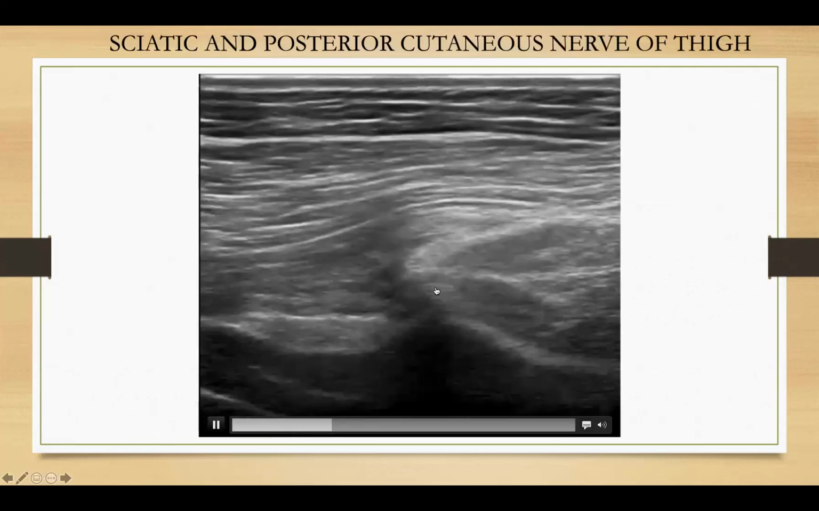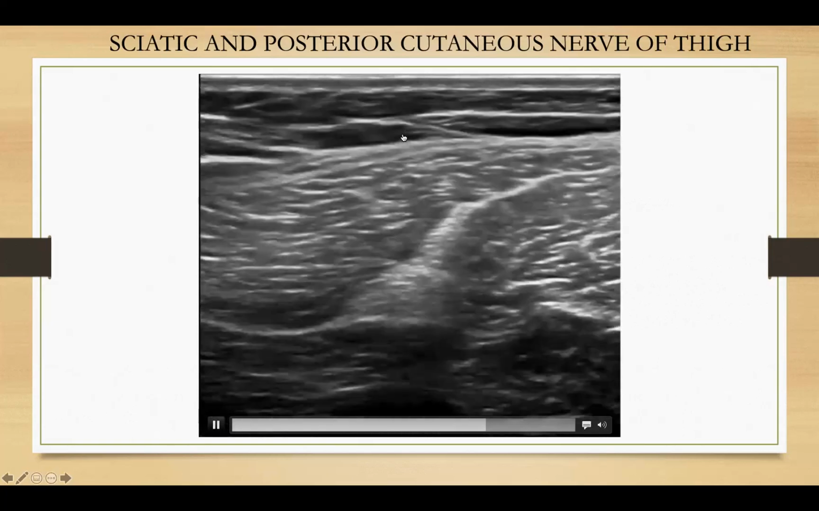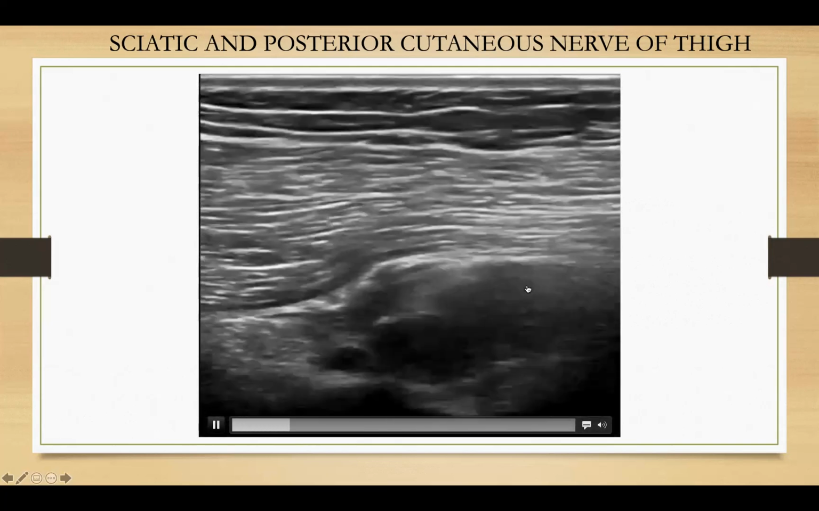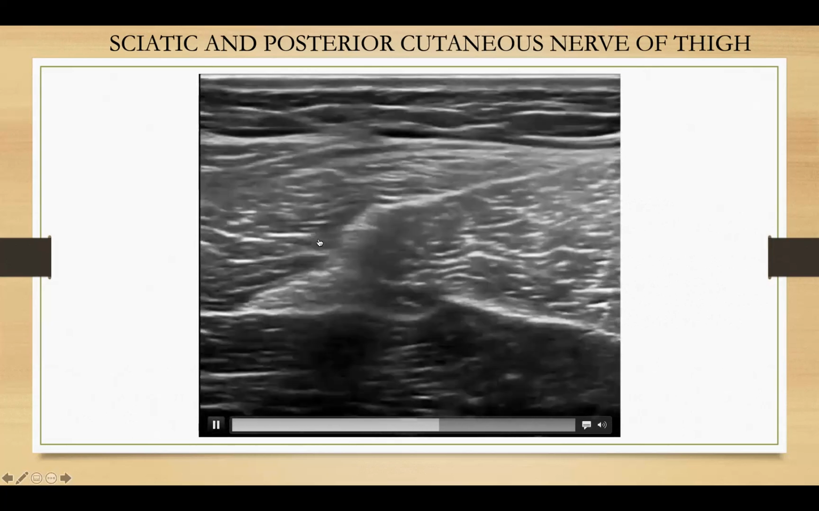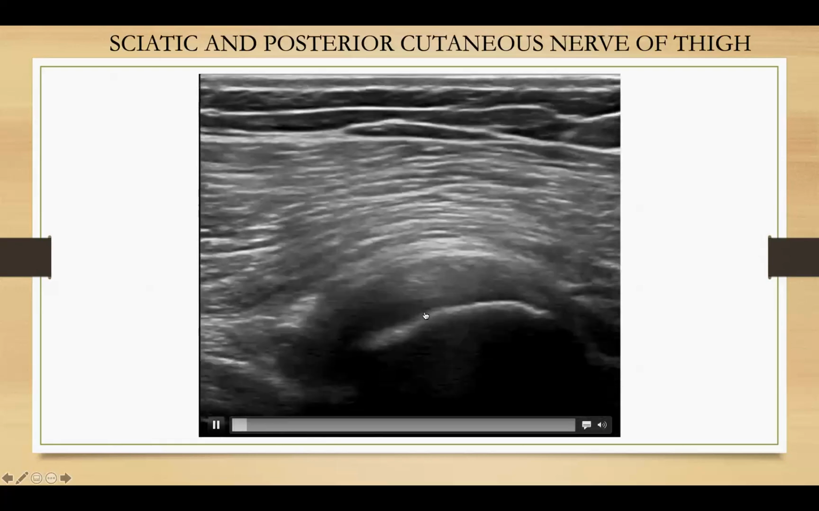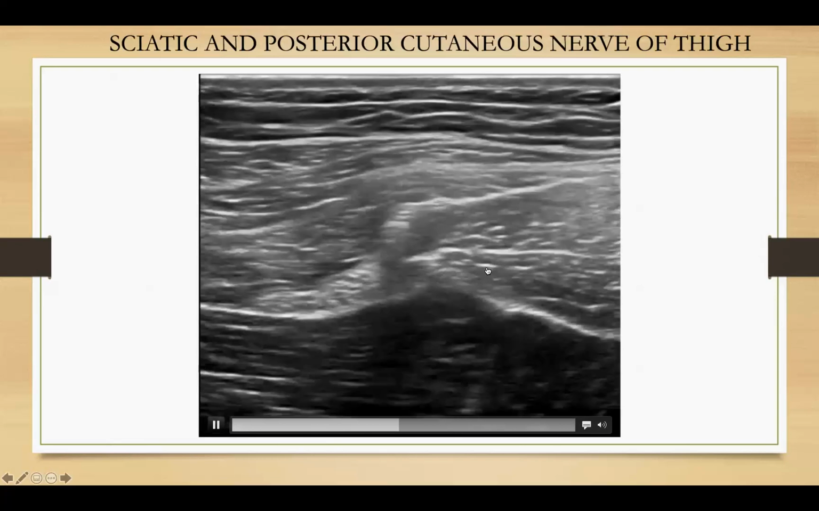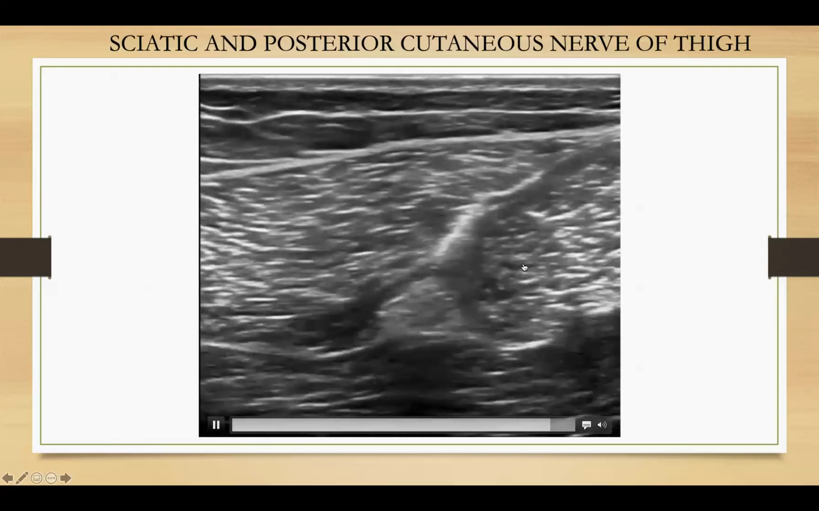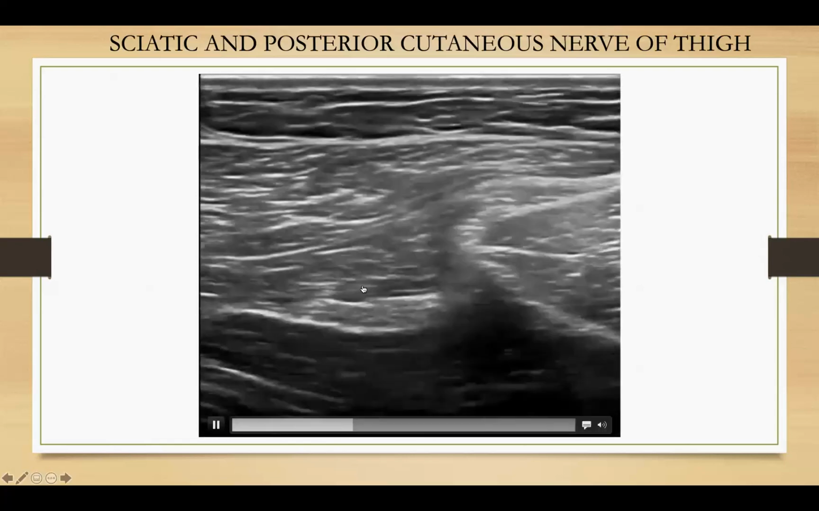Now we're going to look at the adjacent neurologic structures. Again, top is superficial, left is lateral, right is medial. Here you have the conjoint tendon and the semitendinosus muscle, biceps femoris muscle, and this is the sciatic nerve here. Note the sciatic nerve is adjacent to the ischium and the origin of the conjoint tendon, and then it'll run down the back of the thigh, lying deep in between the semitendinosus muscle and the biceps femoris muscle.